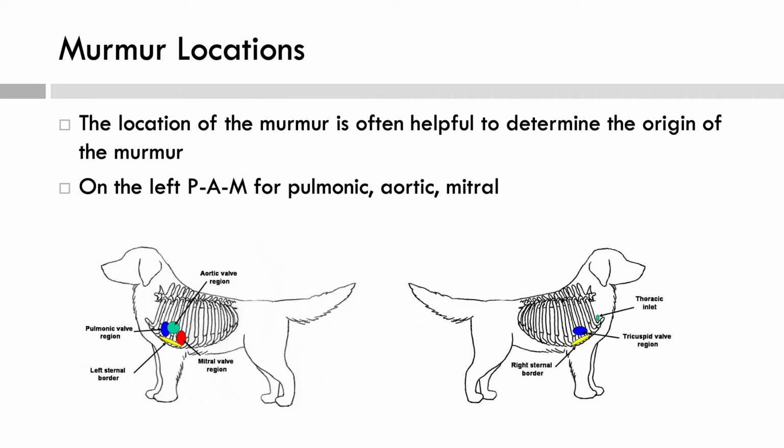The picture on the right is from a dog again, and the blue circle is the approximate location of the tricuspid valve, which is usually heard best on the right side of the chest.